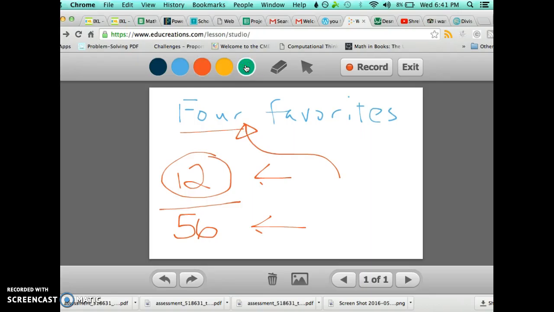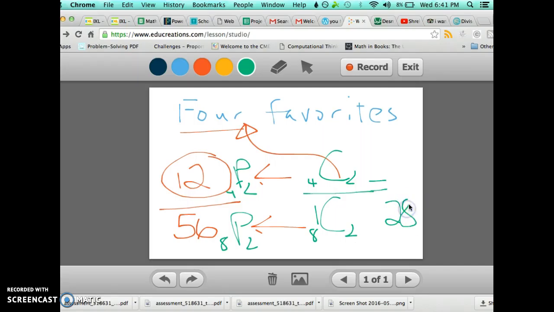Now, that's one way of looking at this. That's with P 8,2 on the bottom and P 4,2 on top. But we could say order doesn't matter in this case, and so really we should have C 4,2 up top and C 8,2 on the bottom. That would make no difference at all. We'd have 28 on the bottom and 6 on top. And so it's the same fraction. It should be reduced to 3 over 14, really. And that's our answer.